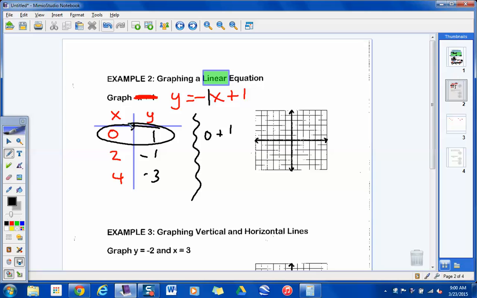What's the next point I need to plot? 2, negative 1. How do I get to 2, negative 1 from the origin? Right 2, and down 1. There's that point. Now I have a third point to make sure that it's in alignment with the first 2 that I have. So what's the third point down here? I'm asking you to check. Right 4. So I'm going to go right 1, 2, 3, 4, and down how much? 3.